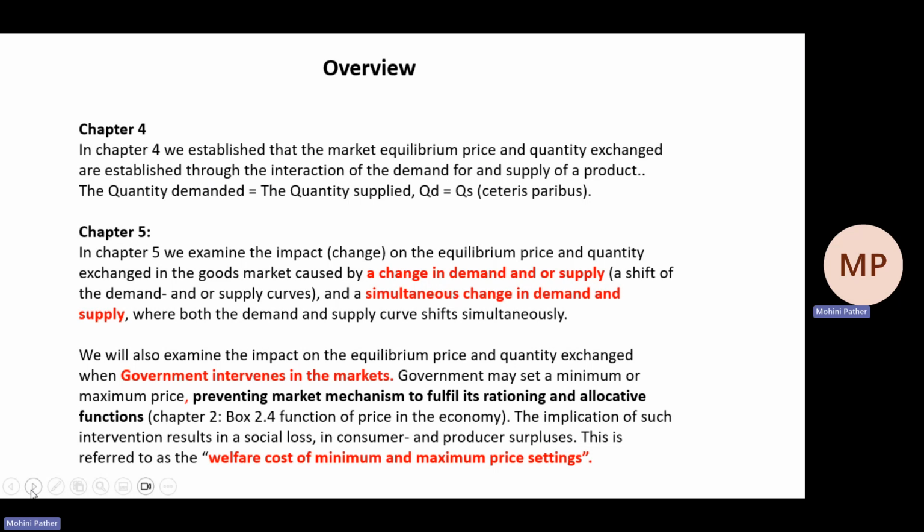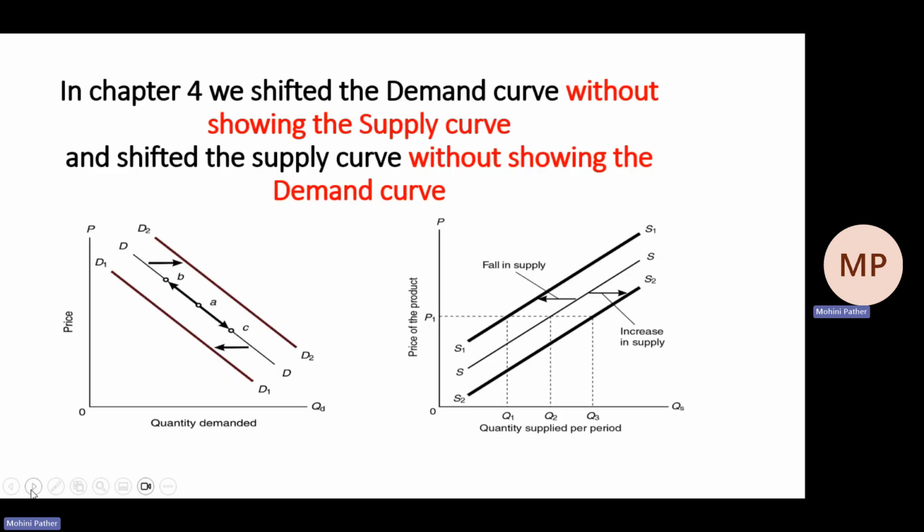We will also be looking at the government interventions and how the social loss is actually calculated when these different changes happen according to government policy. When we were looking at chapter 4, we were shifting the demand curve, but we weren't necessarily concerned about market equilibrium. In this case, we were shifting one curve or the other.